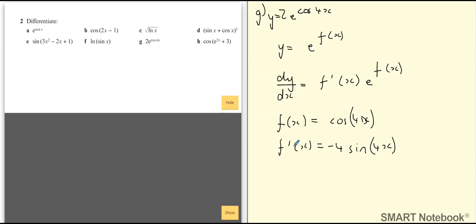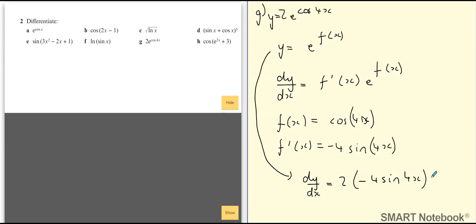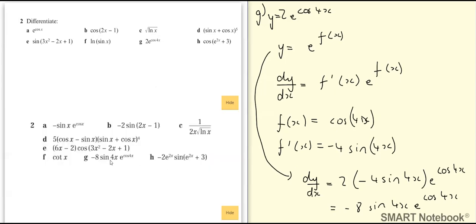So now that I know what this is, I can then say dy by dx is going to be 2 times by minus 4 sine 4x e to the same thing as we started off with. And so we get minus 8 sine 4x e to the cos 4x. Okay, so that's where we stand with part G.